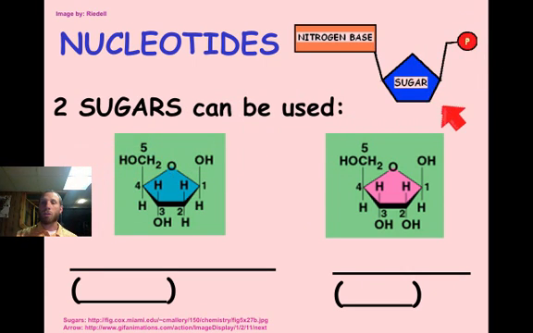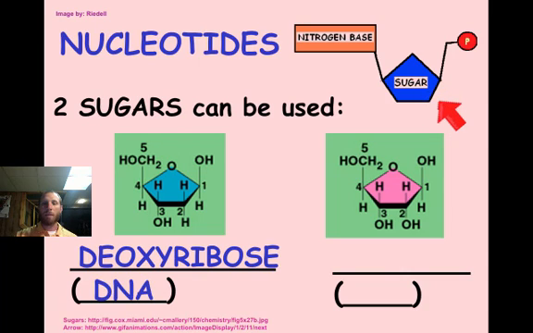Again, we can have two sugars used. Deoxyribose is the sugar found in DNA, and ribose is the sugar that is found in RNA. Notice they're very similar. The only difference lies right here: this hydrogen versus this OH group, oxygen hydrogen. Deoxyribose, in DNA, has one less oxygen than ribose.